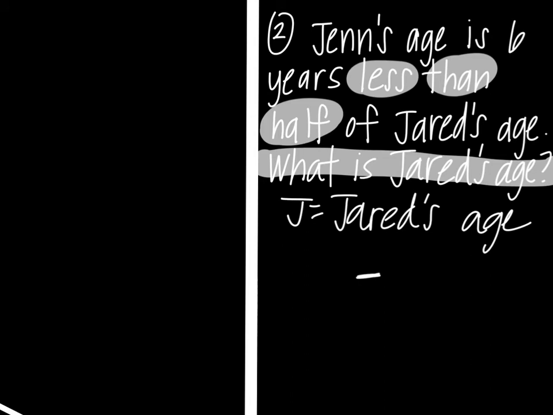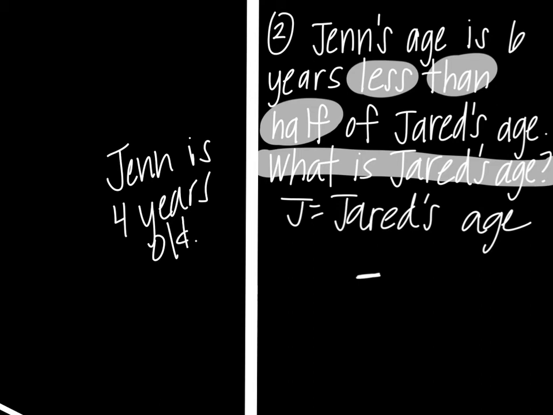Oh, and I meant to throw in there, Jen is 4 years old. So that should be right here. Okay, so it's going to be equal to 4 because we know Jen is 4 years old. So we'll say 1/2 J minus 6 equals 4.